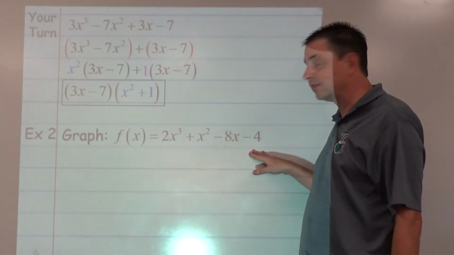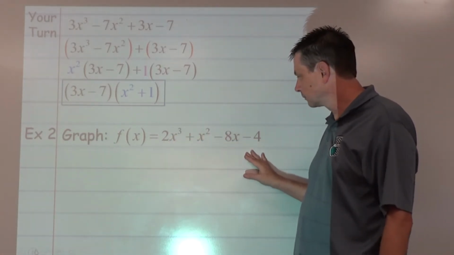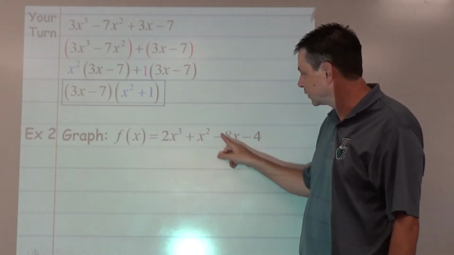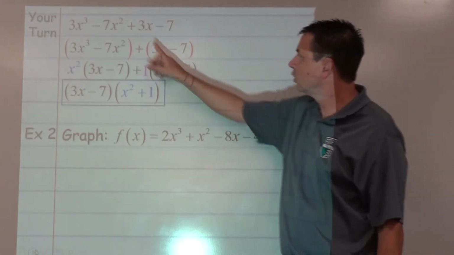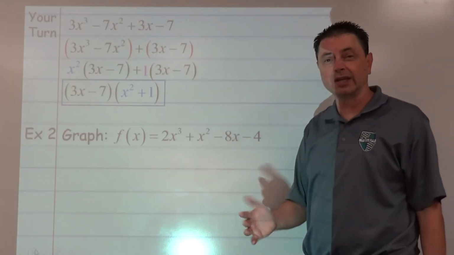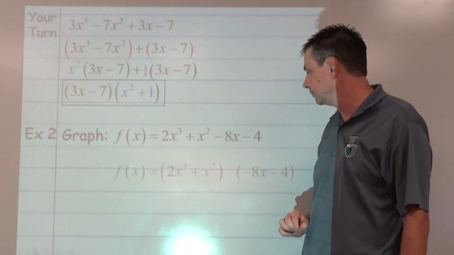So no GCF for all of them. So let's factor by grouping. Now it's a little bit challenging here because we have this minus in the middle where previously that had been a plus. So there's a couple ways we can handle it.